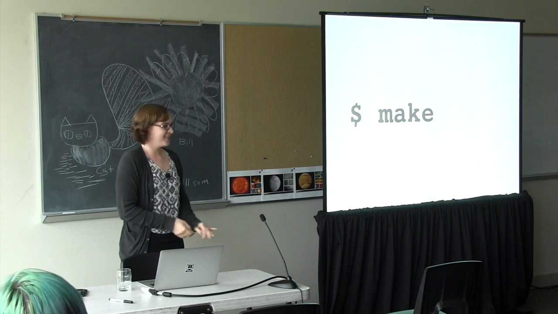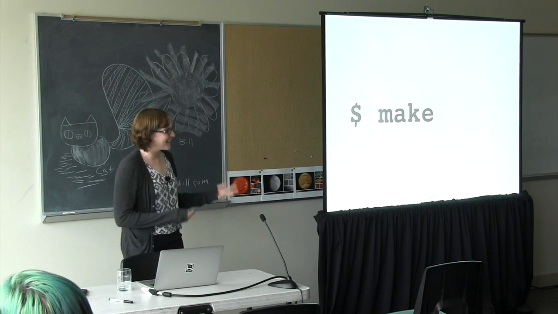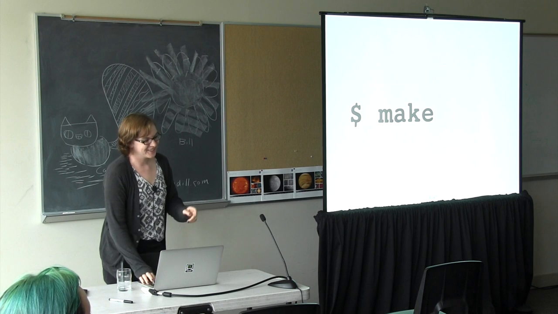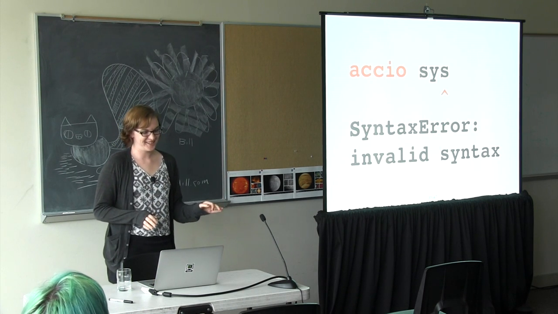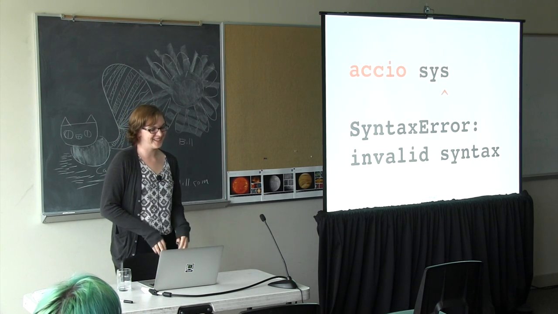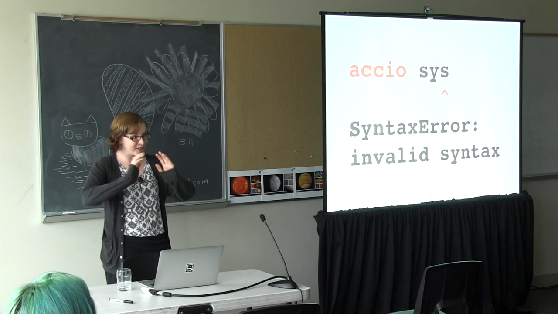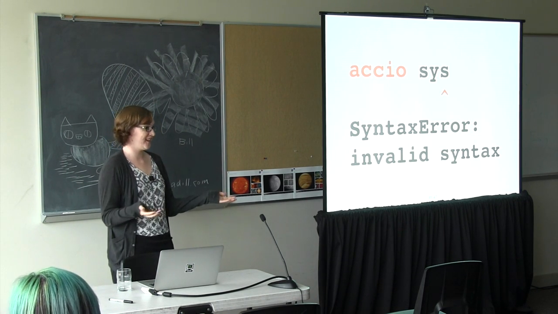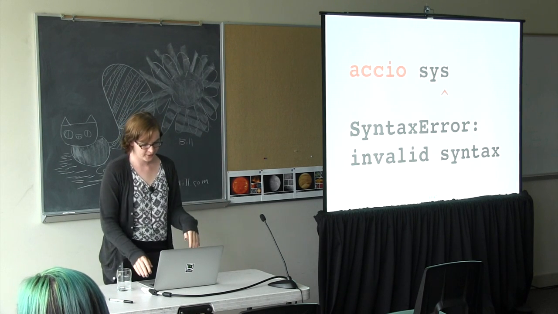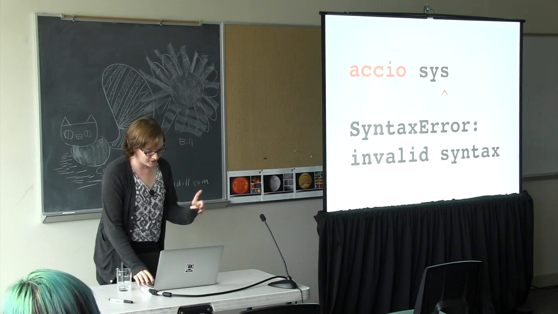Okay, so we try compiling again. And then the crazy part is we get another syntax error, right? And this time we get it on Accio, which is weird because the Python interpreter that we're currently compiling should be able to understand Accio, right? We made it that way. So this is weird. What's going on?